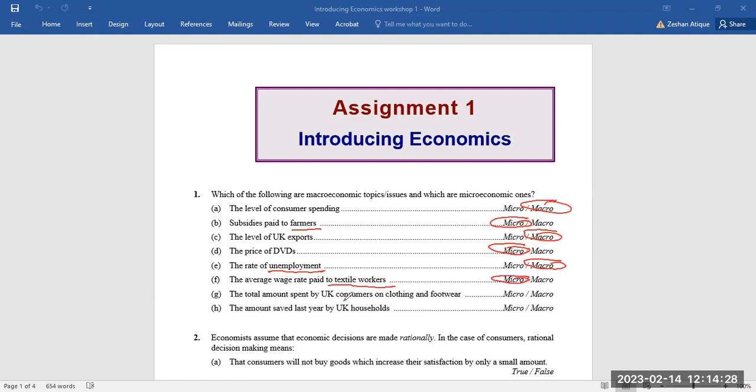The total amount spent by the UK consumers on clothes and footwear. Although we are talking about the total amount, this total amount is just being spent on clothing and footwear. A consumer may spend money on so many things, so clothing and footwear is just a small part of the economy. So this is again a micro issue. The amount saved last year by the UK households. This is a macro issue because we are talking about the overall saving.